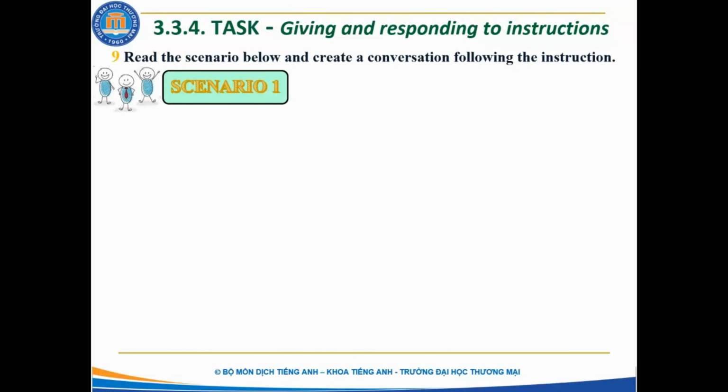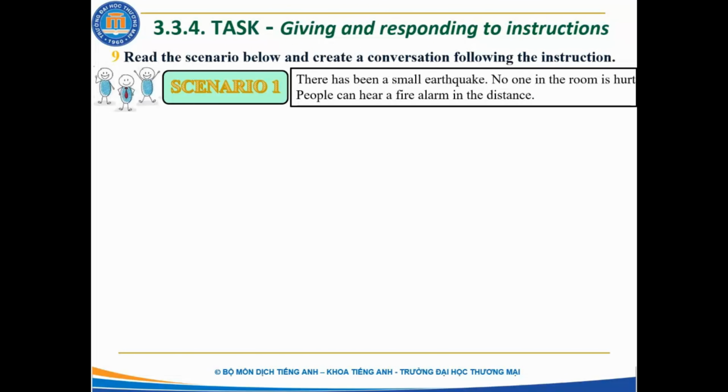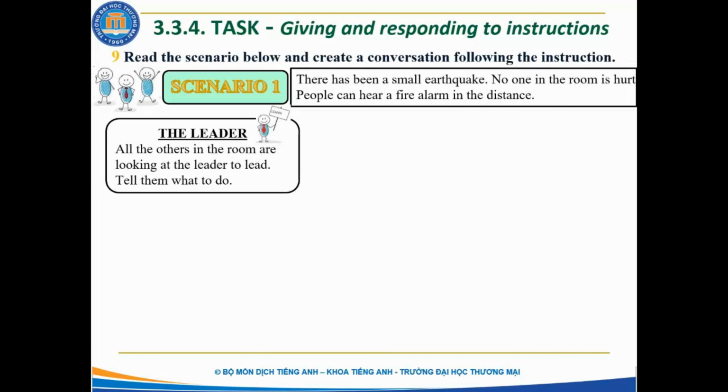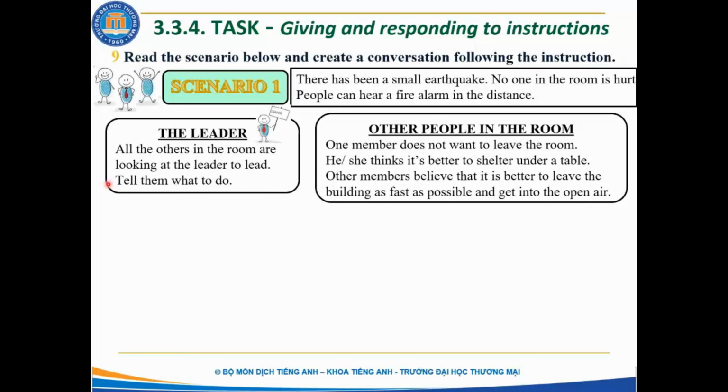So let's start with scenario number 1. There has been a small earthquake. No one in the room is hurt, and people can hear a fire alarm in the distance. There is a leader in the room, and all the others in the room are looking at the leader to lead. The leader needs to tell them what to do. For other people in the room, one member does not want to leave the room. He or she thinks it's better to shelter under a table. Other members believe that it is better to leave the building as fast as possible and get into the open air.